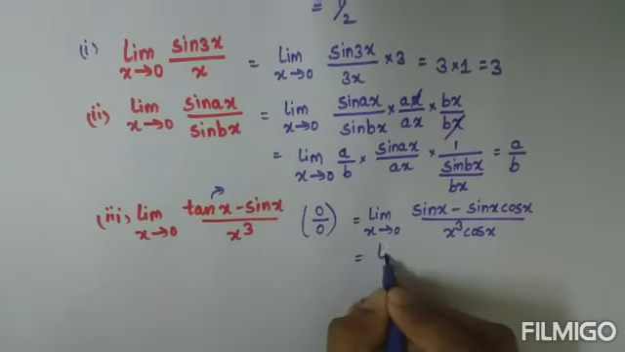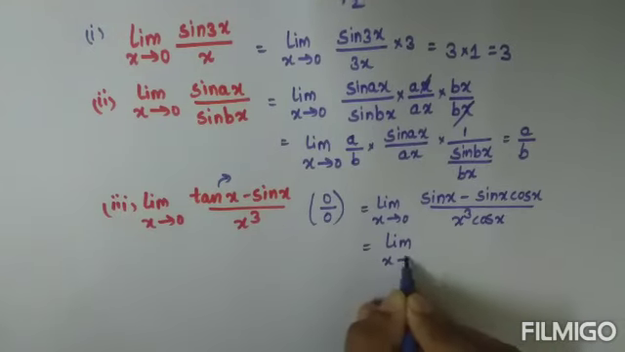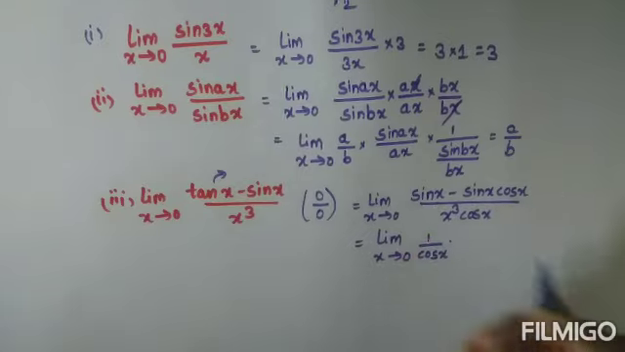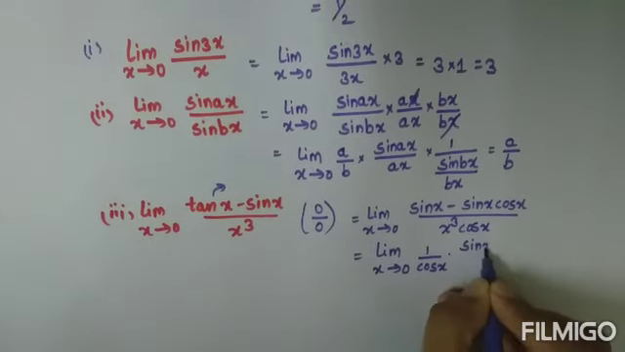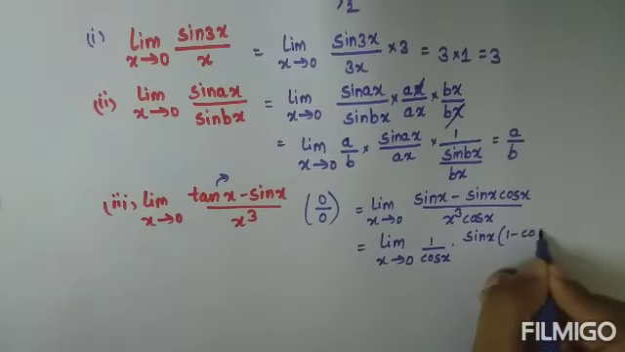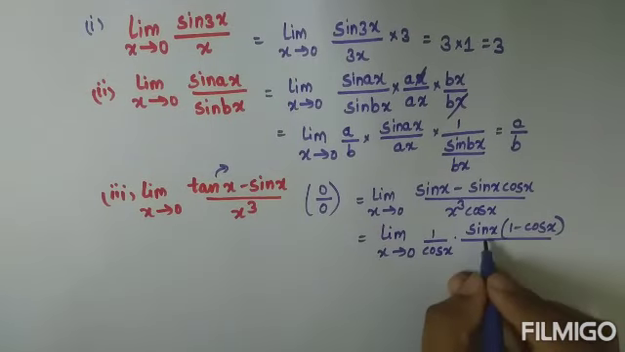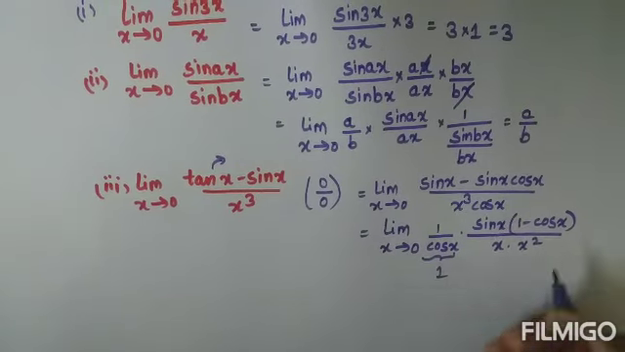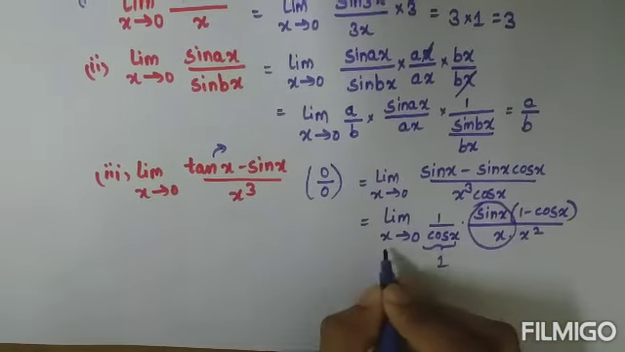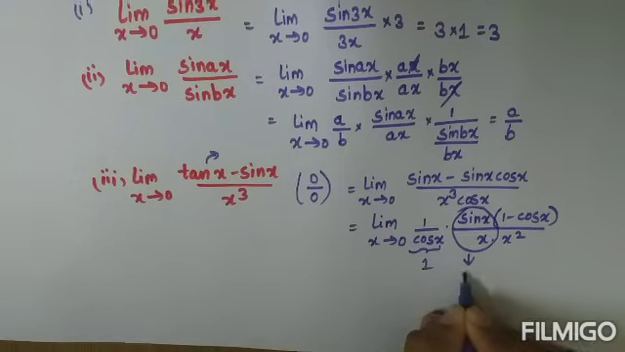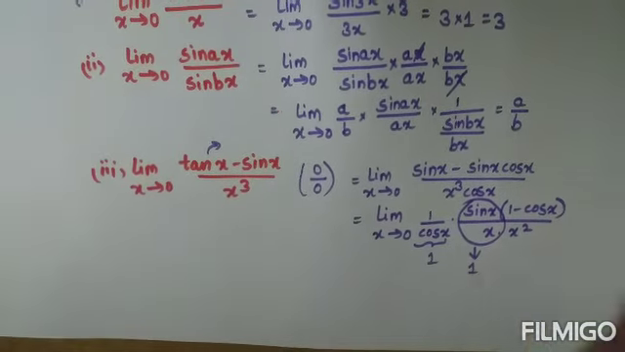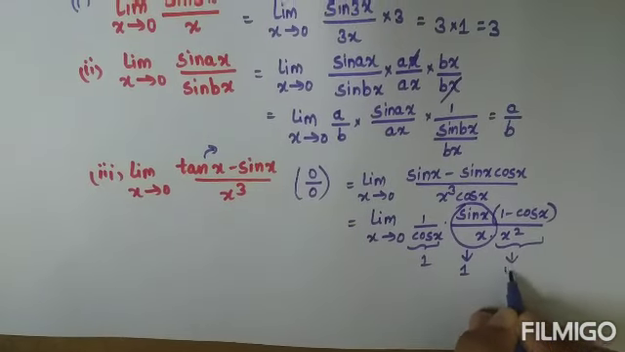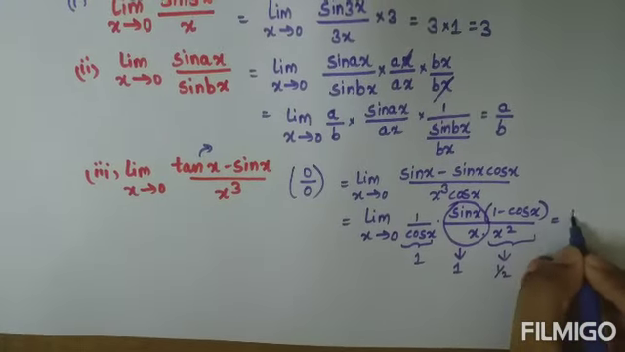Now if we write this as limit x tends to 0 1 by cos x, and if we take sin x common, we get into 1 minus cos x. We can write x cube as x into x square. So this becomes sin x by x, which as x tends to 0 goes to 1, and limit x tends to 0 1 minus cos x by x square goes to 1 by 2. So simply the answer is 1 by 2.